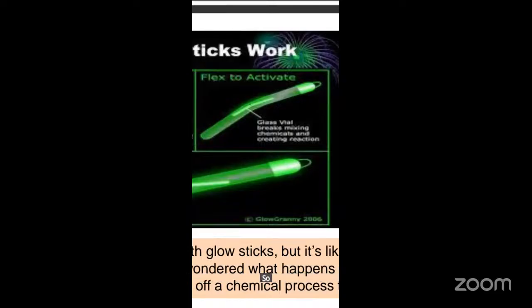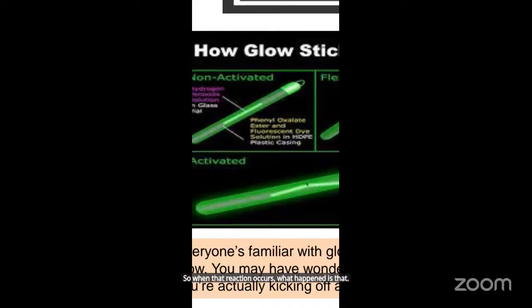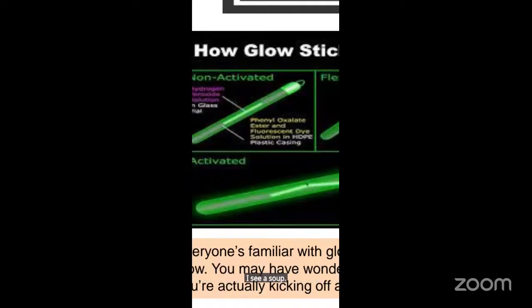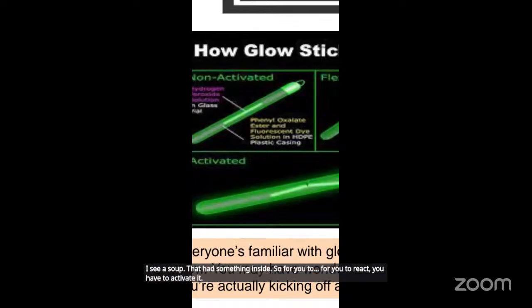When that reaction occurs, they form a compound, an unstable compound. For it to stabilize, it has to excite and relax. That relaxing is what causes the glow you see. So without that interaction, there will be no reaction. The way they sell the glow stick, as you can see in the picture, is as a tube that has something inside. For it to react, you have to activate it for the glow to come.